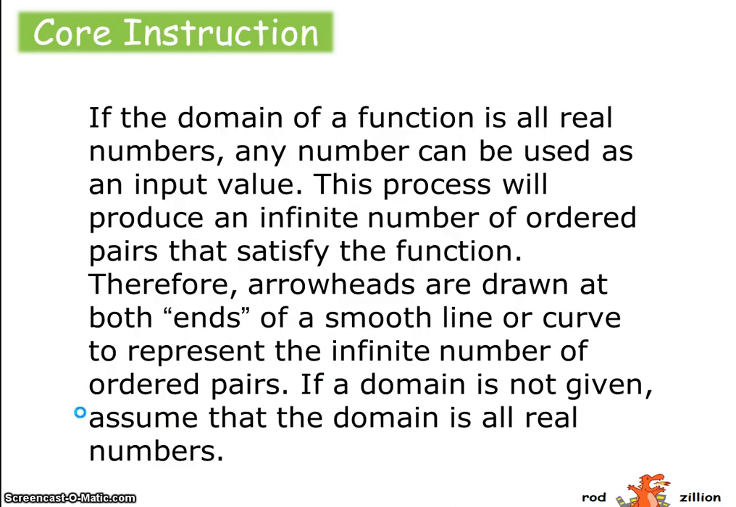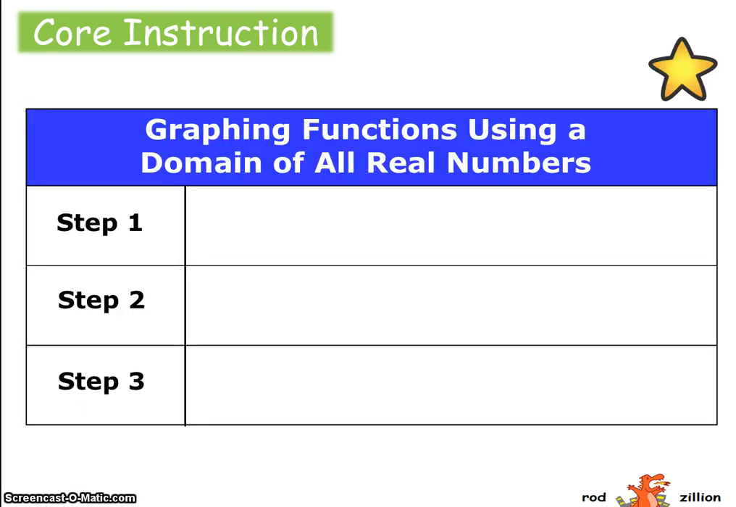Okay, so if the domain of a function is all real numbers, which means it's not a discrete graph, it's continuous, any number can be used as an input value. This process produces an infinite number of ordered pairs that satisfy the function. Therefore, arrowheads are drawn at both ends of a smooth line or curve to represent the infinite number of ordered pairs. If a domain is not given, assume the domain is all real numbers. For instance, this is the process we're going to use.